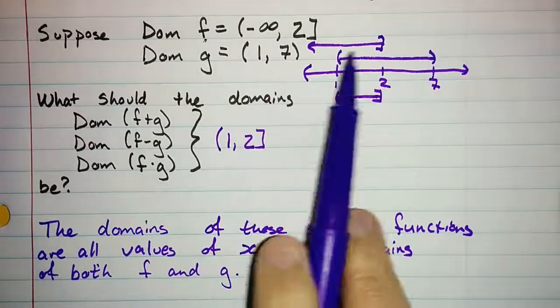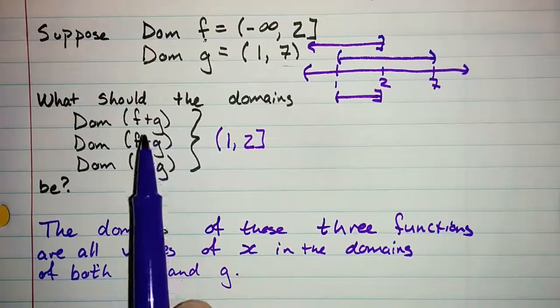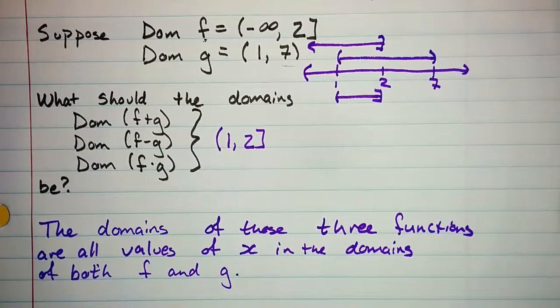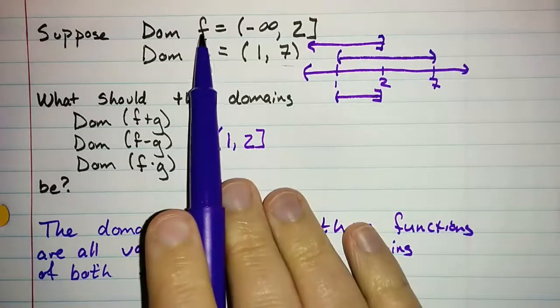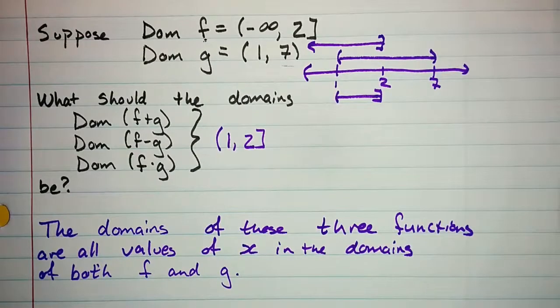Notice the brackets match the ones in my domains. The values of x that make sense in these combined functions are just all of the values of x that will give me output from f and also output from g, so that I can do addition, subtraction, and multiplication.